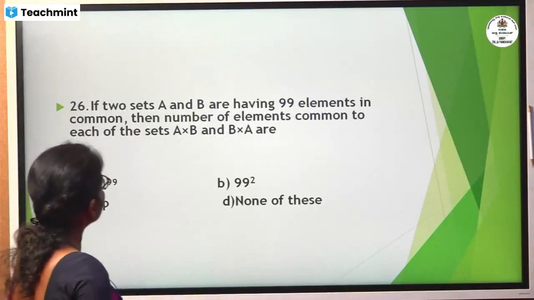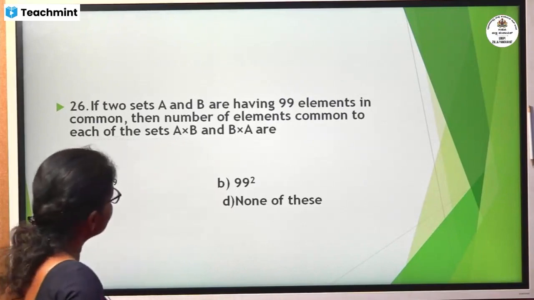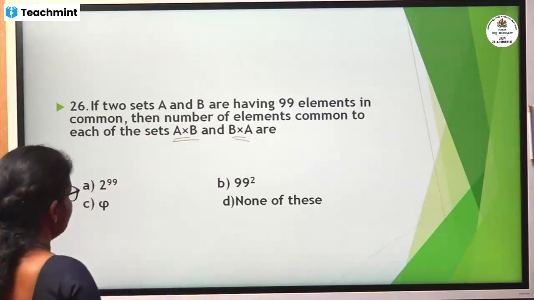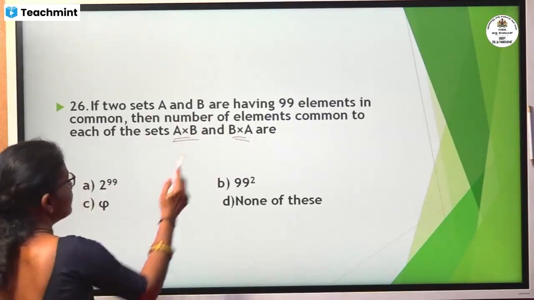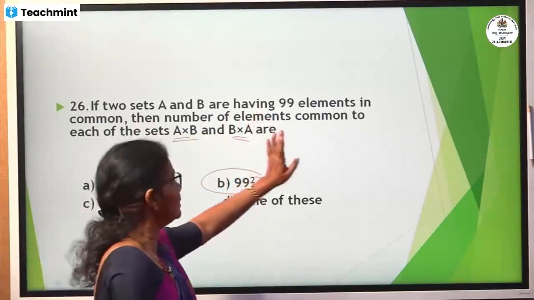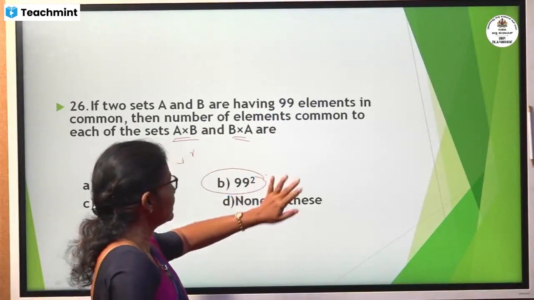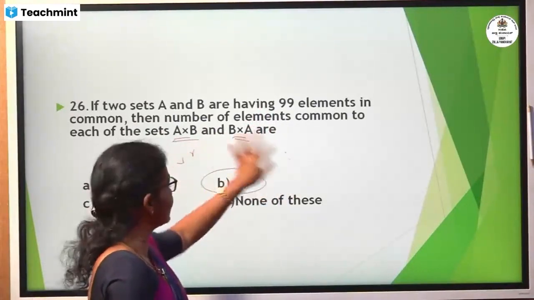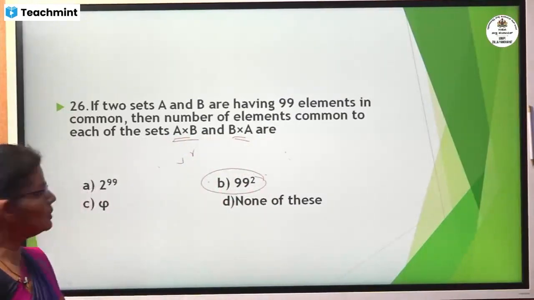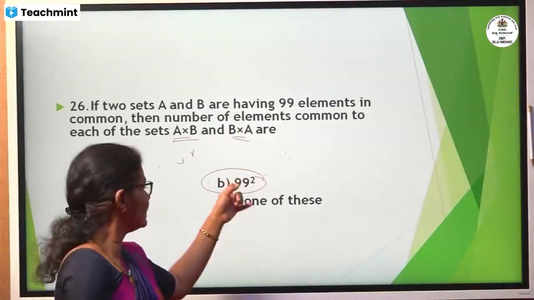Next, if two sets A and B have 99 elements in common, then number of elements common to each of the sets A cross B and B cross A is 99 square, because you have 99 elements common. If you write A cross B, we'll get 99 squared there. If you write B cross A, we'll get 99 squared elements which are common to both A cross B and B cross A. So option B holds good. Instead of taking 99, you can take simple examples with 2 elements or 1 element, then check with the options also.